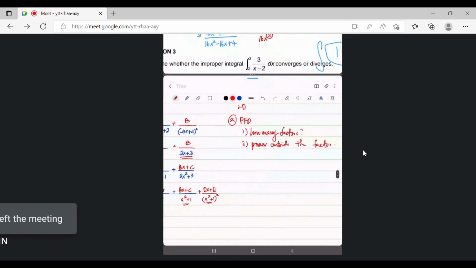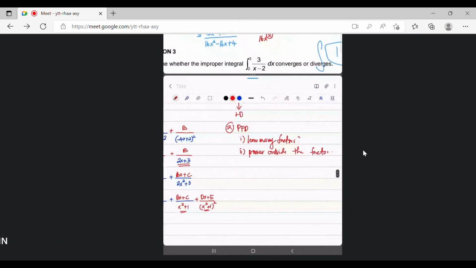Okay, so power of outside akan menentukan berapa banyak fraction untuk that factor. Okay, berapa banyak fraction untuk factor tersebut. Kalau dia ada squared, 2 lah. Kalau dia cube, 3 lah.